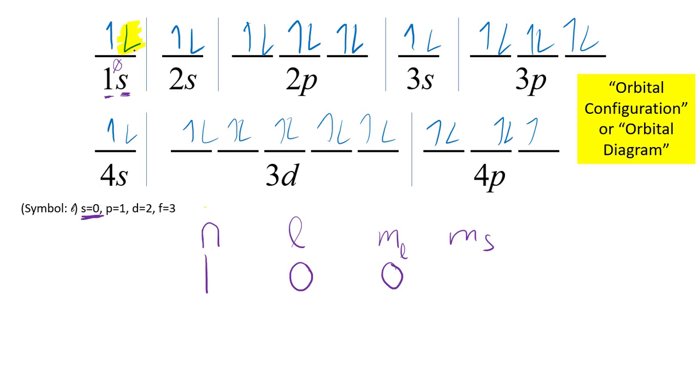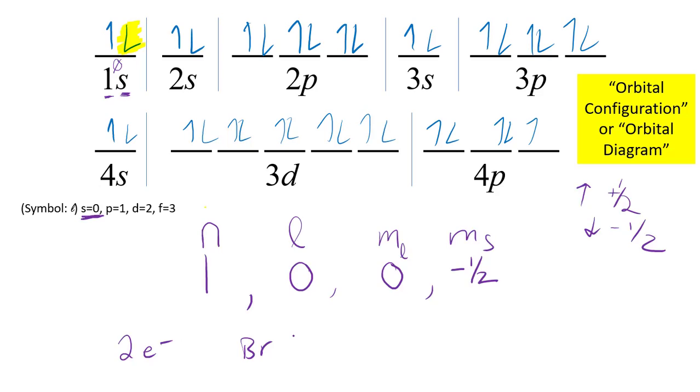And then what about my spin? So remember, an upward spin is +1/2. A downward spin is -1/2. So my m sub s is -1/2. And these are my 4 quantum numbers for my second electron of my bromine orbital configuration.